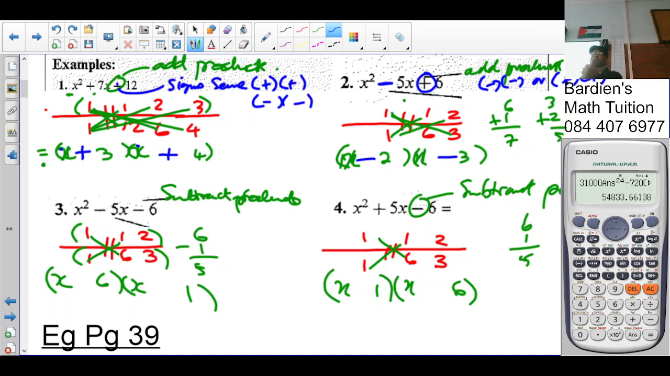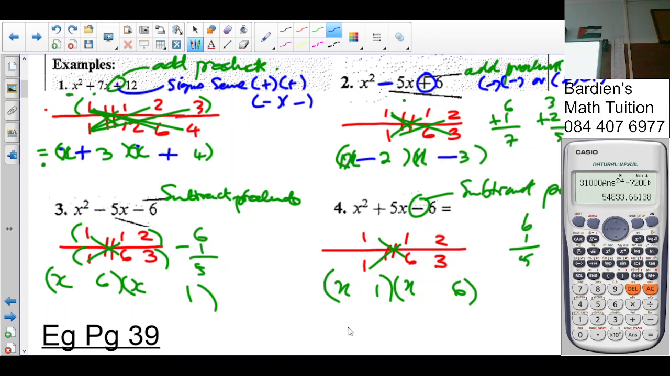So if the signs are the same, then in the bracket, both is going to be negative or both is going to be positive. But then we look at the middle term and then we decide. It takes the sign of the middle term. Fairly simple, no? But you need to, this is going to take some practice.